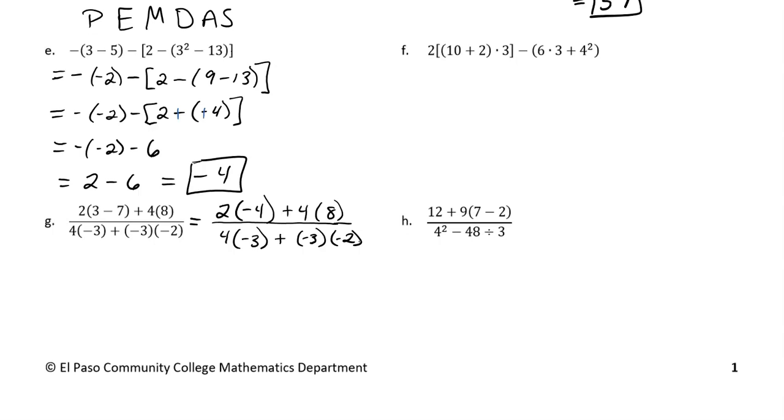Now, the rest of the parentheses. Let's think about how the rest of the parentheses are being used. Inside each of these parentheses is a single value. So those have already been simplified down.